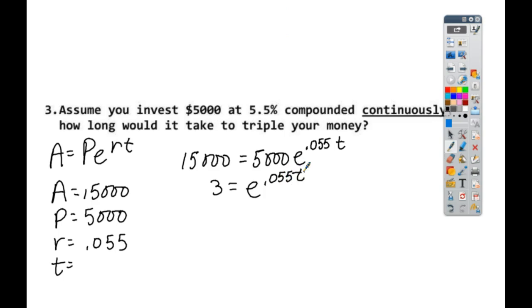Now, I want to drop the t to the front. So I do want to do the log, but this time, what did I say the base was on the log button? 10. What's the base here? So which button am I going to have to use this time? I'm going to use the LN button, right? That's going to be the log you use with the E, okay?